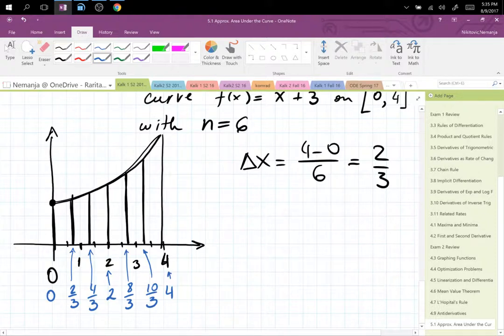You get to partition this using a simple division, and then you keep adding fractions if you end up with fractions. Now we draw the rectangles using the left point. You can also use the right point.